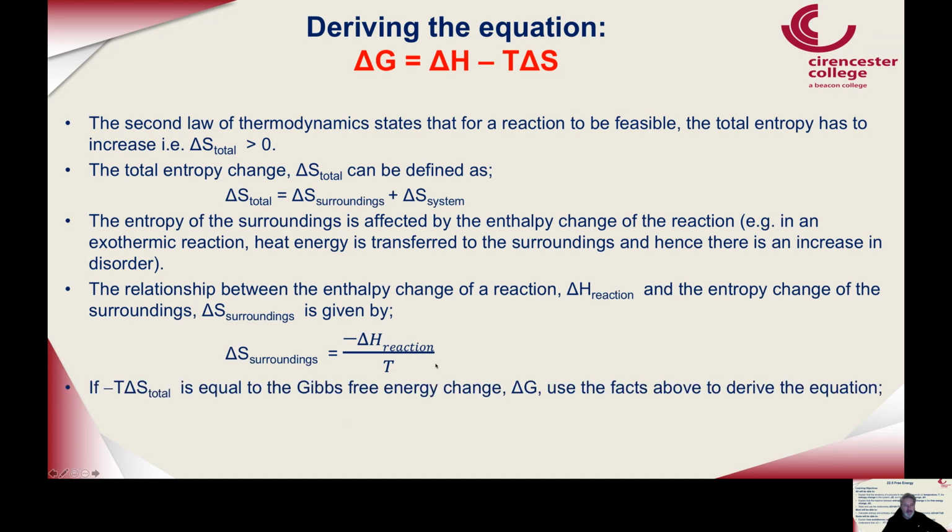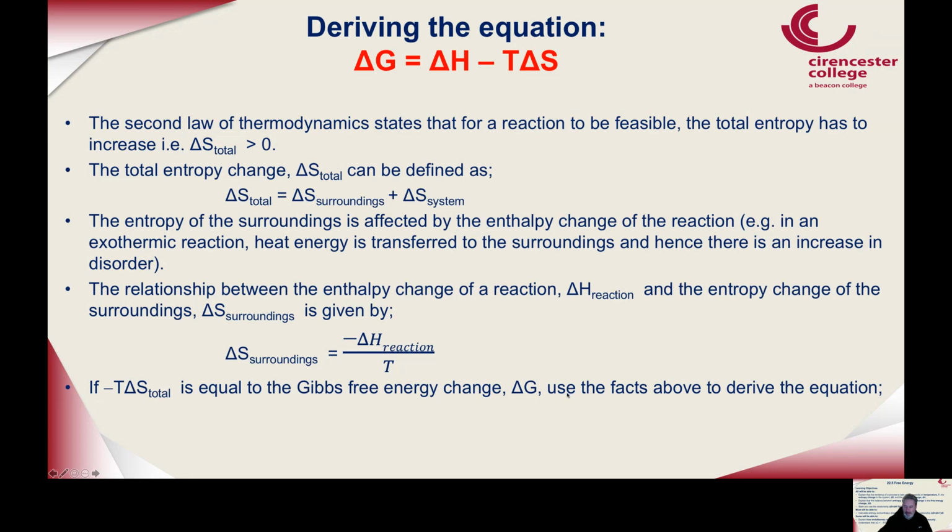So we can therefore rearrange it. We said that minus T delta S total is equal to the Gibbs free energy change. That makes sense because we've said that we want delta S total to be positive. If it's positive, delta G ends up being negative. So that makes delta G negative.